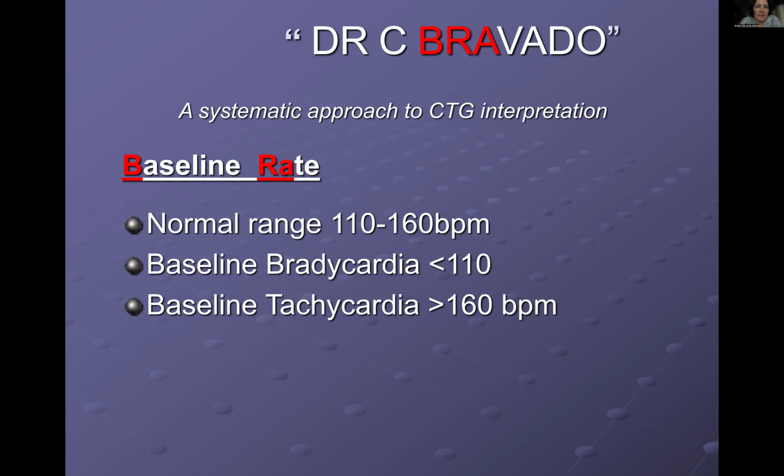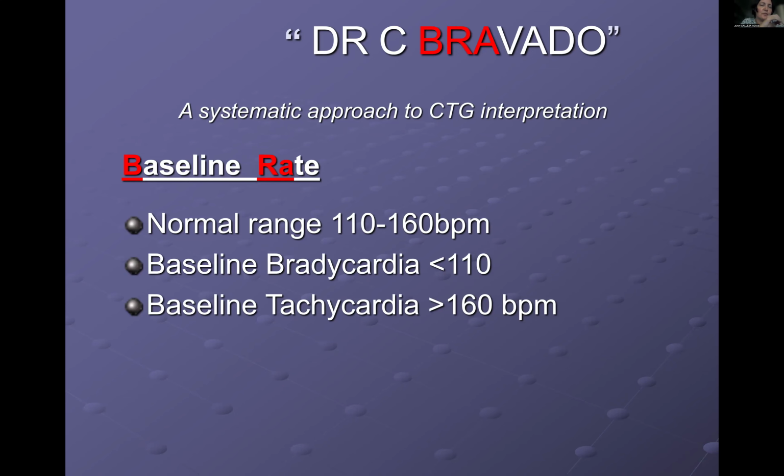All right, the baseline rate. The baseline rate of the fetal heart, the normal range is taken as 110 to 160. If there is baseline bradycardia, basically it is below 110, and baseline tachycardia is above 160. And by baseline tachycardia, what I mean is not an acceleration. If you have, let's say, a baseline rate of 120 and there is an acceleration, that's going to go up and down. But the baseline is in between accelerations and in between decelerations.